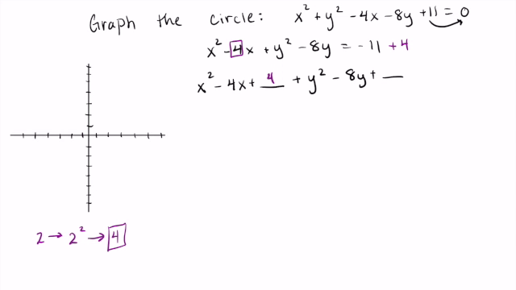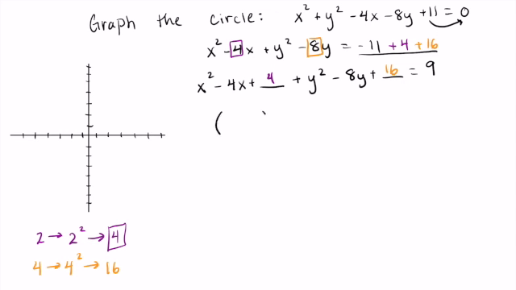So I'm going to take half of the b value for my y. So half of 8 is 4. 4 squared is going to give me 16. And then we continue out our problem. So now, when I combine all of this over here, negative 11 plus 4 plus 16 is going to give me a positive 9. At this point, I can now write my formula in terms of a squared binomial.